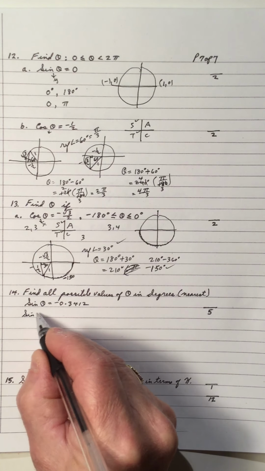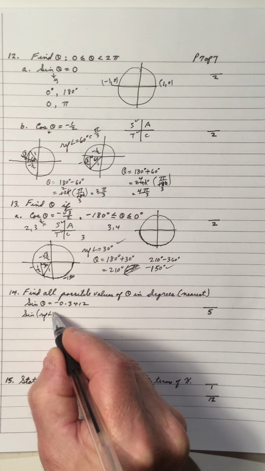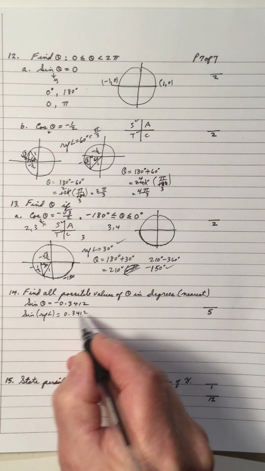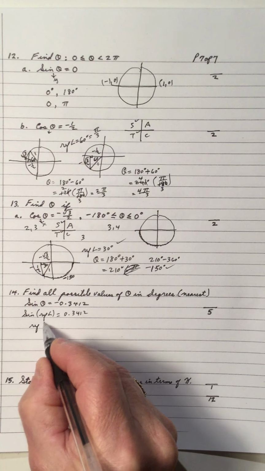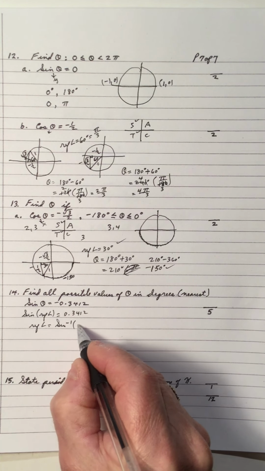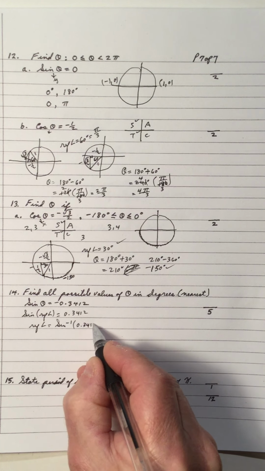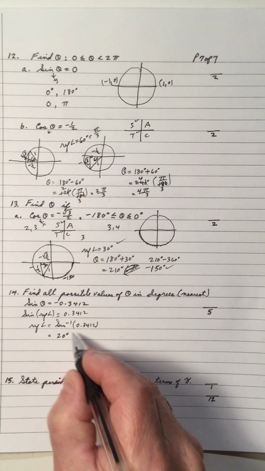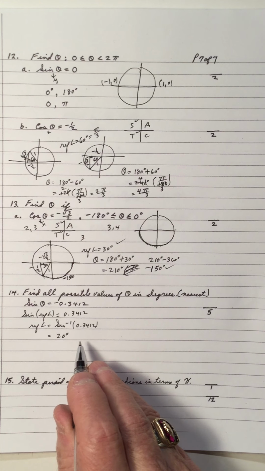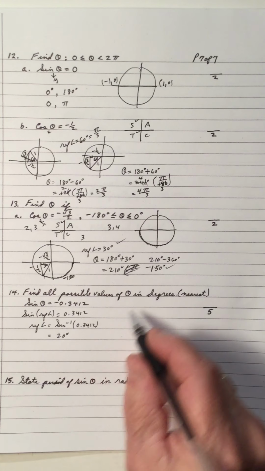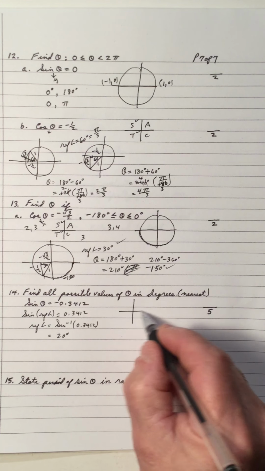And we got sine. Because it's negative, I'm changing it to a positive. Now I'll get the reference angle is sine to the negative 1 of 0.3412. That means the reference angle comes out to be 20 degrees if you do it with your calculator. But we got to get the angles first. So let's check and see.